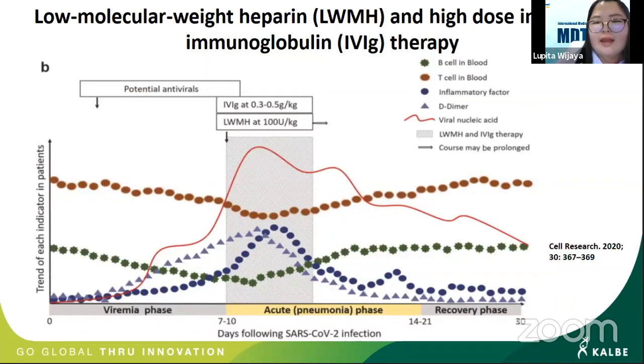And then what kind of therapy or drugs can we use in this situation of hypercoagulability? We can use low molecular weight heparin, about 100 units per kilogram body weight.